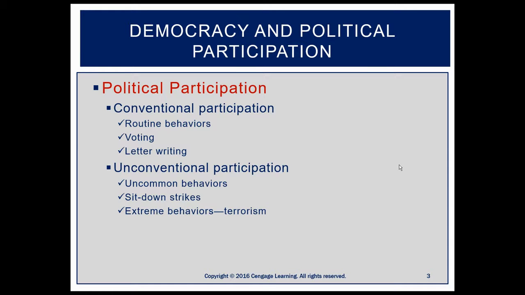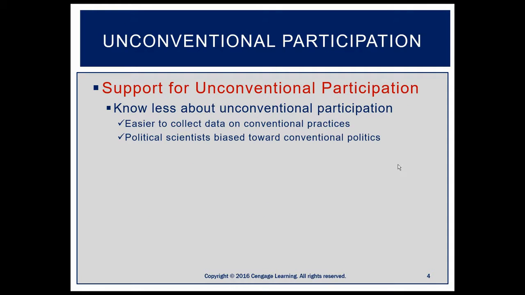There are other types of unconventional participation, such as terrorism. That would be a premeditated, politically motivated violence perpetrated against non-combatant targets by subnational groups or clandestine agents, usually intended to influence an audience. So basically, terrorism is when people use violence of some sort to achieve a political means, and that is definitely unconventional participation. So there are lots of different ways that you can look at unconventional participation. And that's what we're going to look at in our next little section.